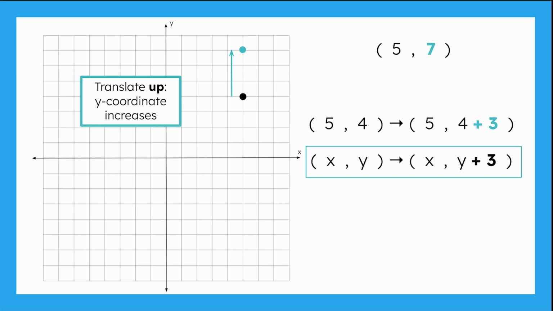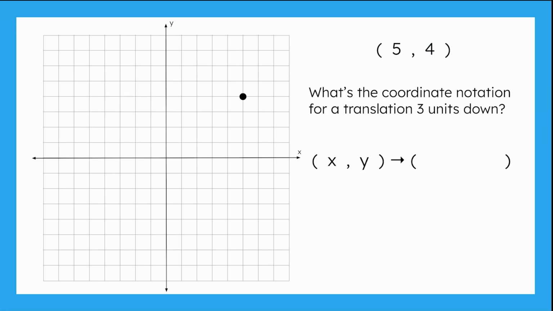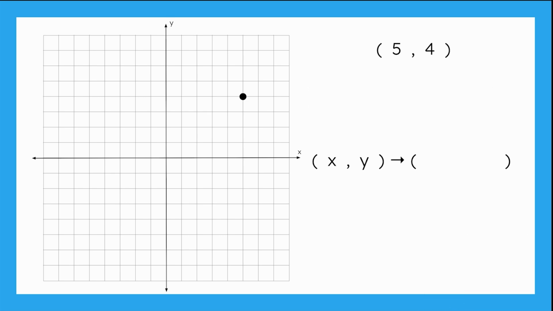The last direction is down. What's the coordinate notation for a translation 3 units down? Pause now to make your prediction. Okay, let's shift this point down. What did you notice?